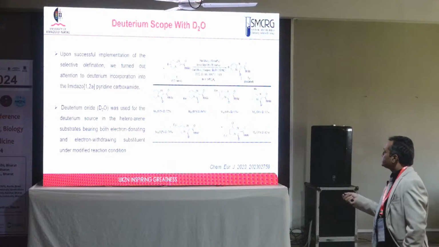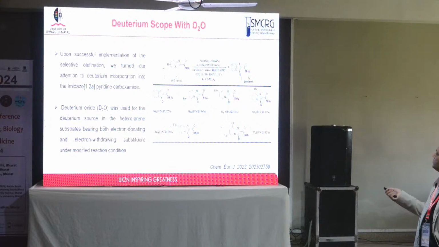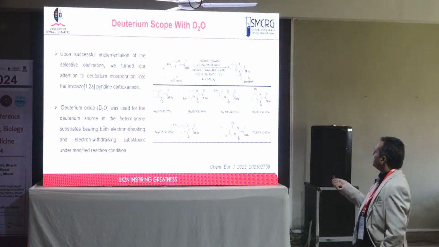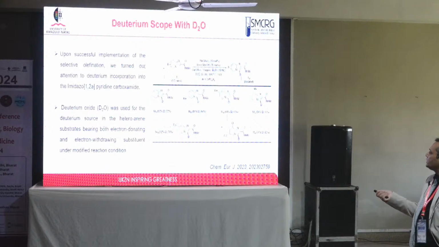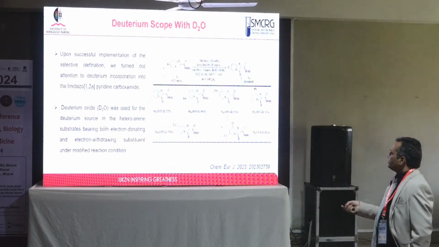So we also did this reaction where we did the deuteration using D2O in DCE and palladium. Under the same reaction conditions, but using D2, we were able to obtain the deuterated products in quite a good yield.